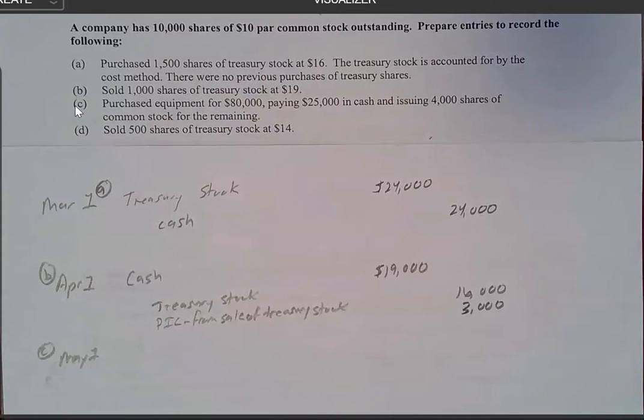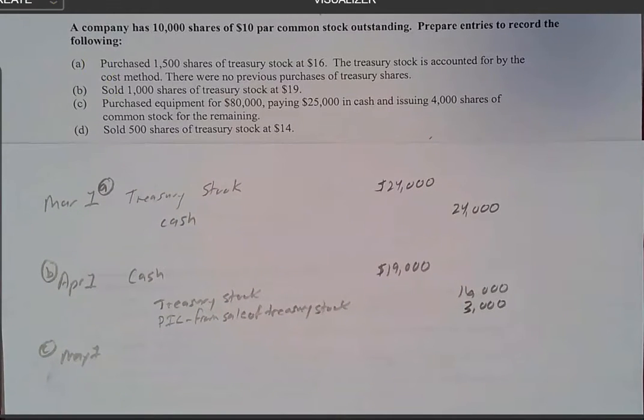Okay, this is C, and it says that we purchased equipment for $80,000, paying $25,000 in cash, and issuing 4,000 shares of common stock for the remainder. Okay.